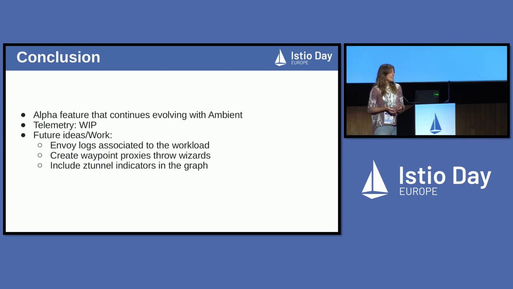And as future work, we are going to work on how to visualize these logs that are now associated to a workload, how to create waypoint proxies through wizards, in the same way that, for example, Kiali allows you to create Istio configurations through wizards in a graphical way, and how to include some ztunnel indicators in the graph.